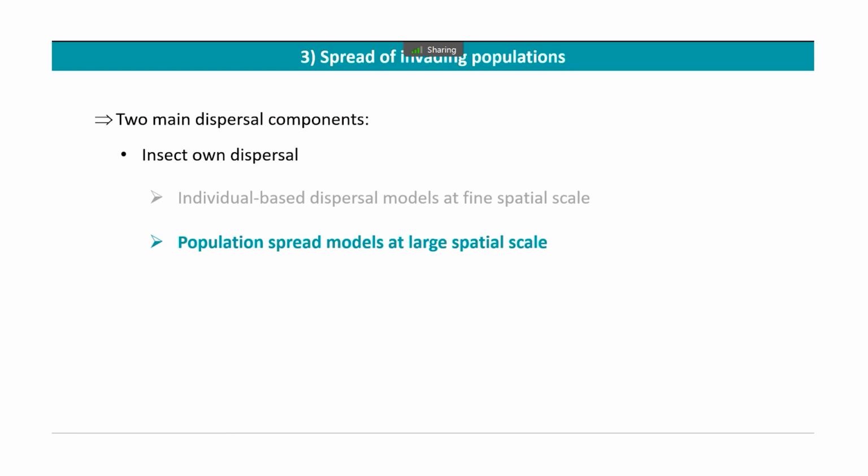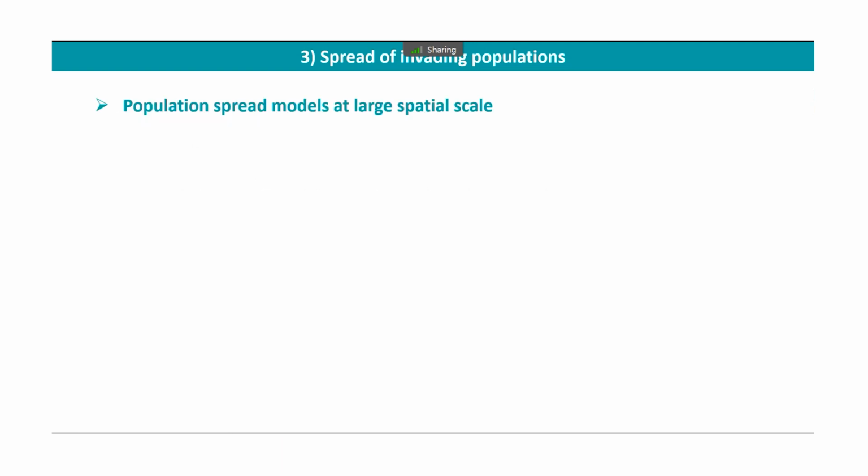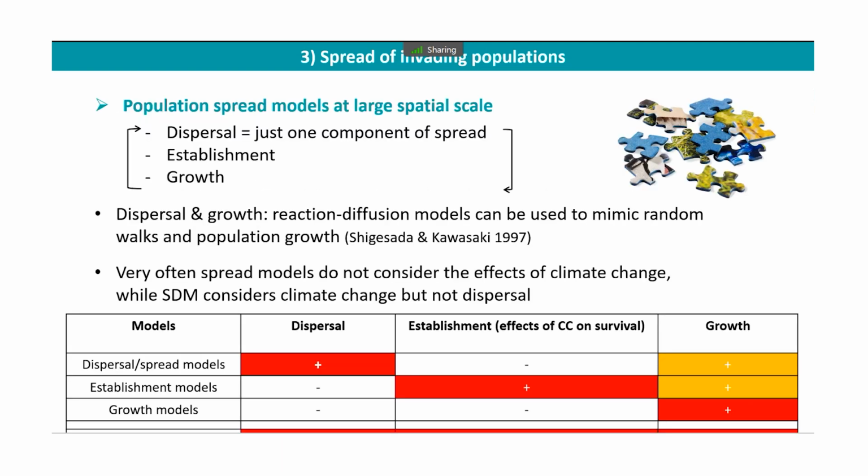Then I'm going to shift to a larger scale, to population spread models. When we are talking about spread, it is at a large spatial scale, but most often also at a larger temporal scale, because here it was just a matter of one flying season. So we should consider dispersal, but also establishment and growth of the population. One very famous type of model describing dispersal and growth is the reaction diffusion model, because it can nicely mimic random walks and population growth.